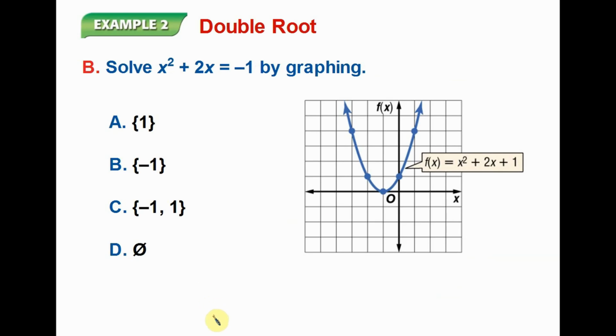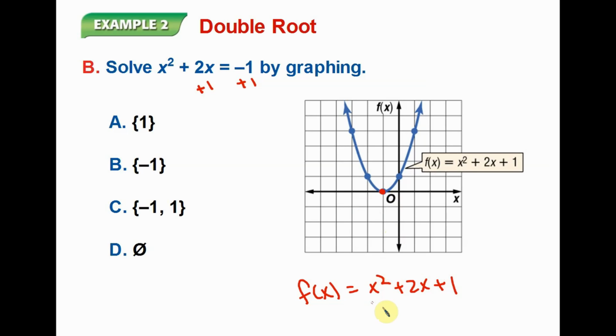Here's part B. Using the same steps, x squared plus 2x is equal to negative 1 by graphing. I'm going to add 1 on both sides if you need to graph. Then f of x is equal to x squared plus 2x plus 1. When you graph, you'd realize that I have only one solution.